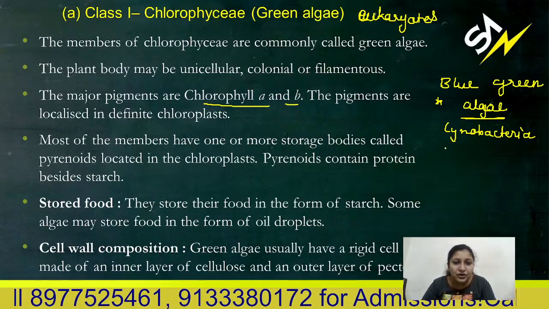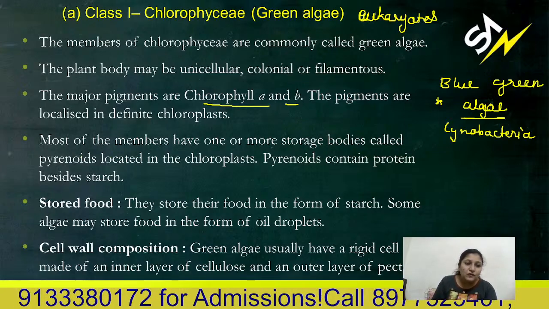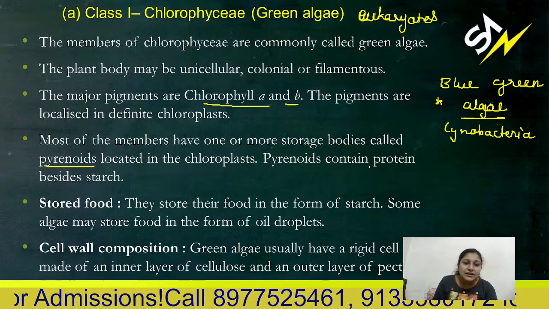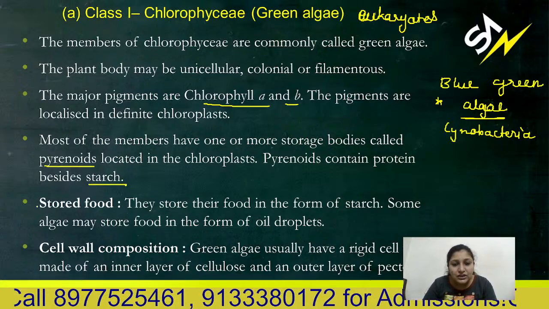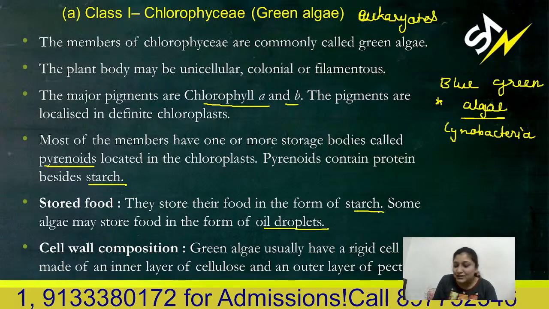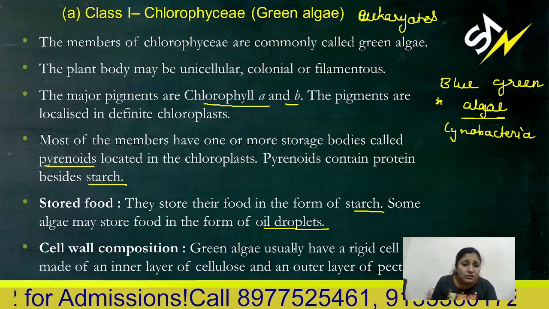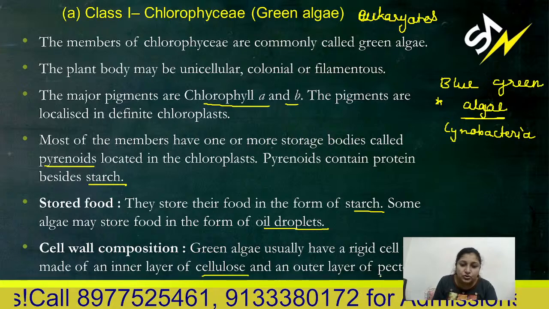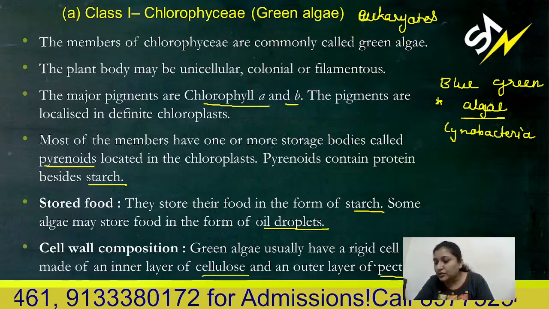Most of the members have one or more storage bodies. In the case of Chlorophyceae, the storage body can be pyrenoid located in chloroplast. Pyrenoid contains protein besides the starch. They store their food in the form of starch, and some algae may store their food in the form of oil droplets and starch. Now, cell wall composition of green algae: a rigid cell wall made up of an inner layer of cellulose and an outer layer of pectose.